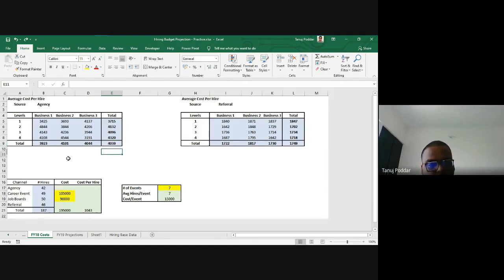So the total cost would basically be for 42 people into 4039, because that is the average cost. Similarly, for referrals, for hiring 46 people, on an average, I spend 1749. So the total cost that I have is 80,468. Does this make sense? This is what we filled in above.